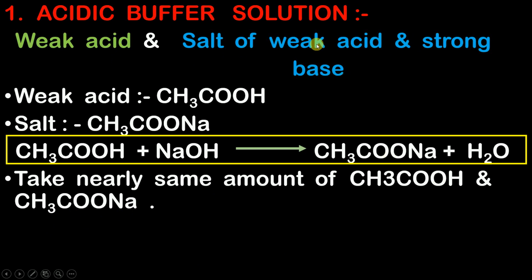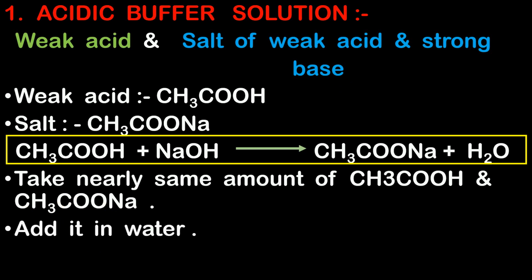So as mentioned earlier, for an acidic buffer solution, you require a weak acid, which we have already got, CH3COOH, and the salt of a weak acid and strong base, which is nothing but CH3COONa. And both of them you are going to take nearly same quantity. And then you need to add both of them in water. And when you add both of them to water, your acidic buffer solution is now ready.